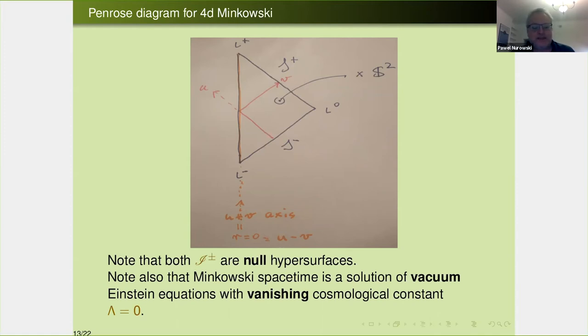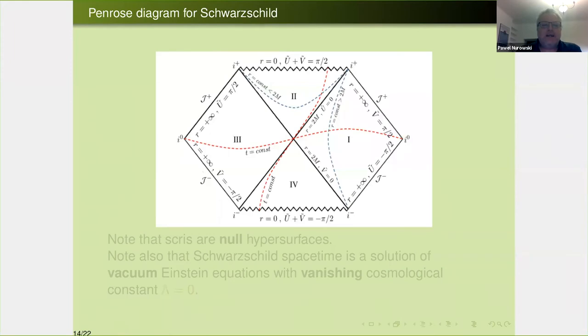Okay, so it's a trivial solution, but it's a solution of the vacuum Einstein equations with cosmological constant being zero. Okay, so here I just show you the conformal Penrose diagram. This conformal compactification, when depicted in this two-dimensional picture, is called the Penrose diagram for a given spacetime. So here is the conformal compactification of the maximal analytic extension of the Schwarzschild solution.